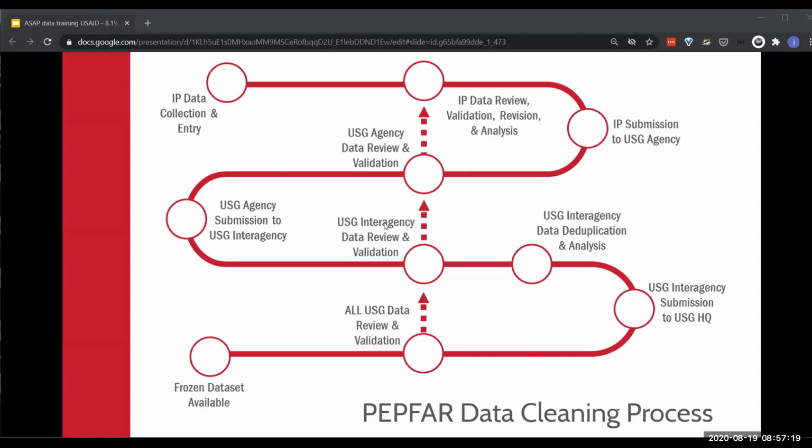I encourage you to post your questions in the chat box, and we'll circle back to those. The very specific aspects of what you need to do, the details, you will work out with your USAID missions. But this is just an overview. So the first step is IP data collection and entry.